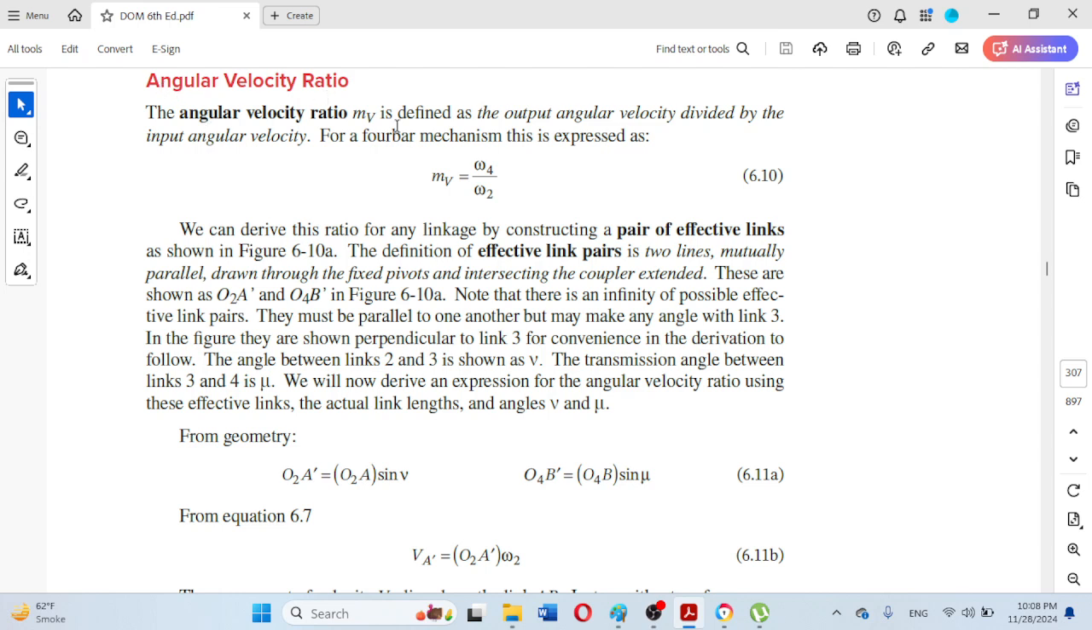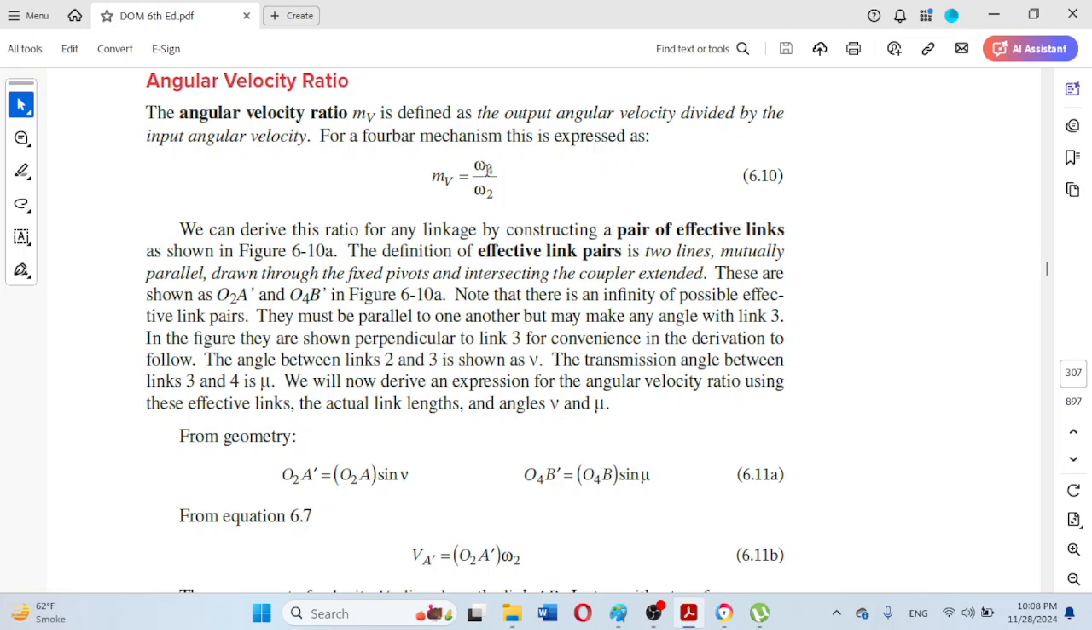The angular velocity ratio definition is written here, and it is usually denoted by m subscript v in this textbook. It is defined as the output angular velocity divided by the input angular velocity. So what is important here is, what is the output? Output actually is the rocker link, which is usually denoted by the digit subscript 4.